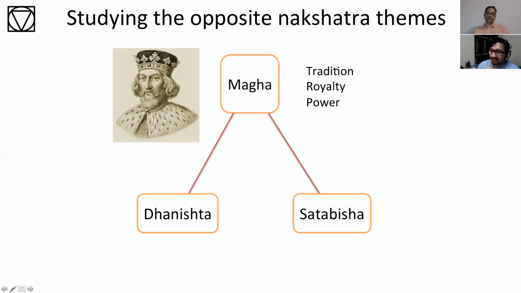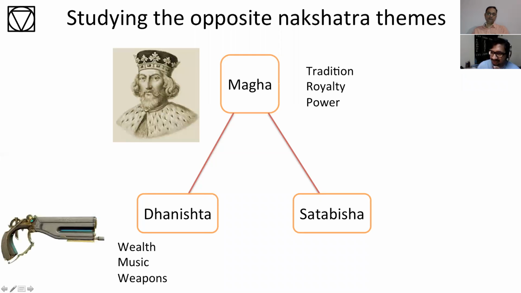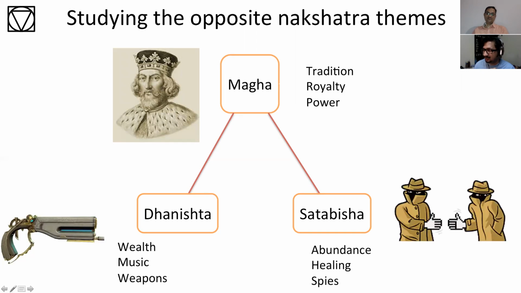Now you write down what themes you find with Dhanishta. Dhanishta is wealth, music, and weapons. Dhanishta is Dhana, wealth. Music is the rhythm of the heartbeat, and weapons is because Mars is exalted in Dhanishta. And finally, you have Satabhisha themes, which would be abundance, healing, and spice. Abundance because it's the 100 healers nakshatra. Healing because again 100 healers. And spice because Varuna is the deity of Satabhisha. So there is a lot of spice.